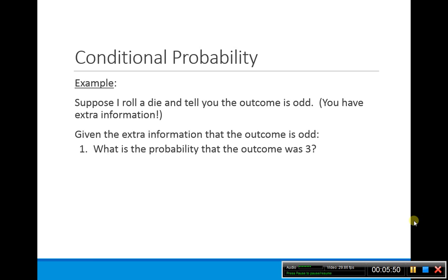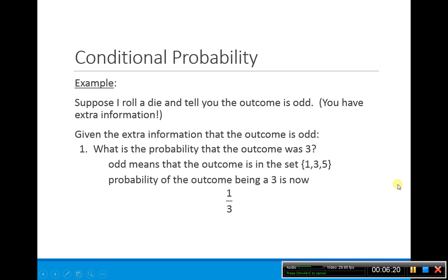Okay, so what does the outcome being odd tell us? It tells us that whatever we rolled on our die has to be either a 1, 3, or 5. So now it has to be contained in this set 1, 3, or 5. Each of these are equally likely, so what's the probability that we get a 3? Well, all of these have equal probability, so each of them has a probability of 1/3. The probability of getting a 3 is now 1/3.